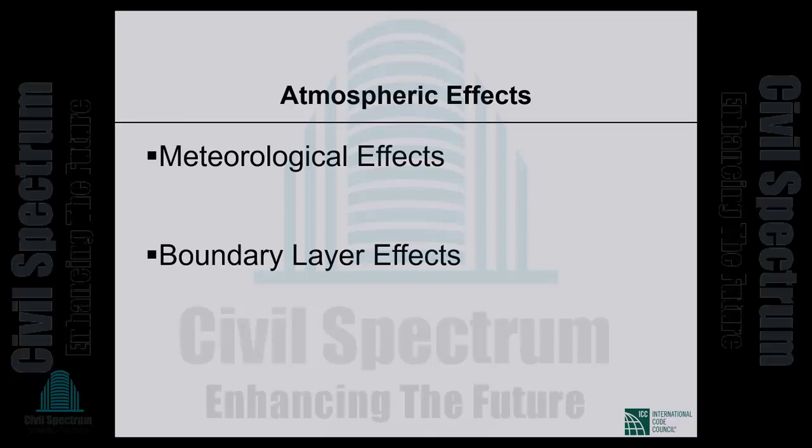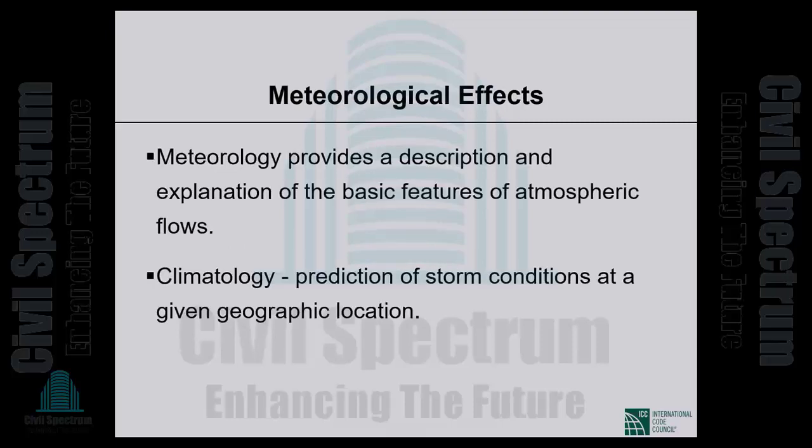When we say atmospheric effects, it kind of has two parts: meteorological effects having to do with the flow of wind, and boundary layer effects. I will explain that in just a little bit. So meteorology provides a description and explanation of the basic features of atmospheric flows. A discipline within that, climatology, has to do with the prediction of storm conditions at a given geographic location. So climatology has to do with the prediction of storm conditions.